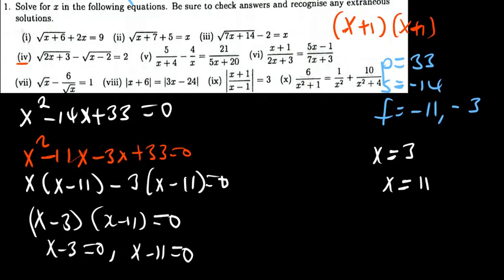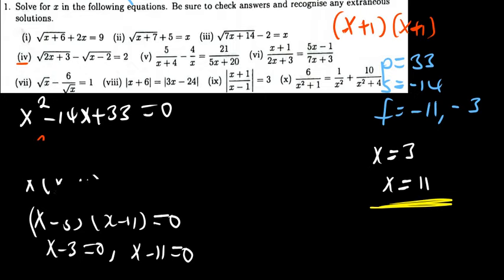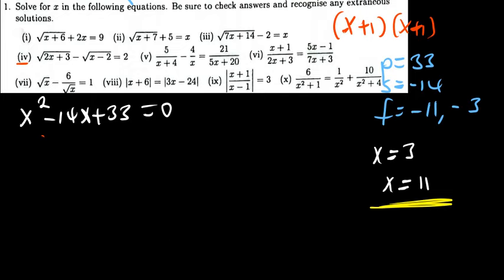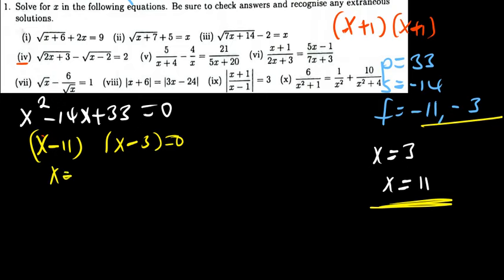Now, sometimes if you don't want to waste time, this is what you do. When you identify your factors and you realize that x squared has got the coefficient of positive 1, these are your solutions. Okay, so you just say x minus 11 and x minus 3 is equal to 0, meaning x is equal to 11 and x is equal to 3, like that.